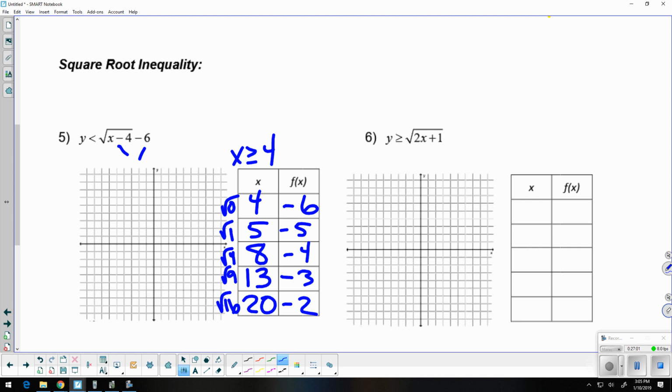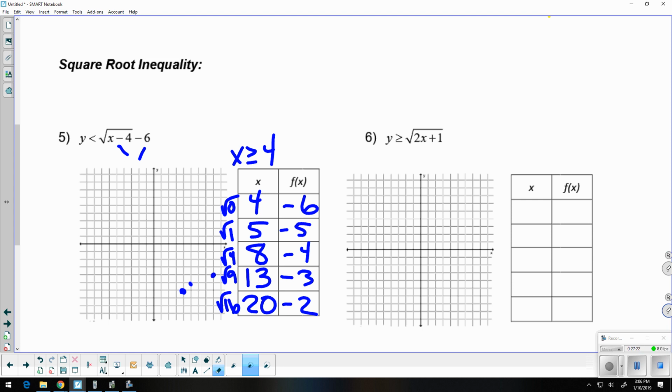Okay, so graphing it from here, we're going to have 4, -6. So 1, 2, 3, 4. Going down 1, 2, 3, 4, 5, 6. And then we got 5, -5. Oh, it's -7. 5, -5 would be here. And then 1, 2, 3, 4, 5, 6, 7, 8. 1, 2, 3, 4. Okay.